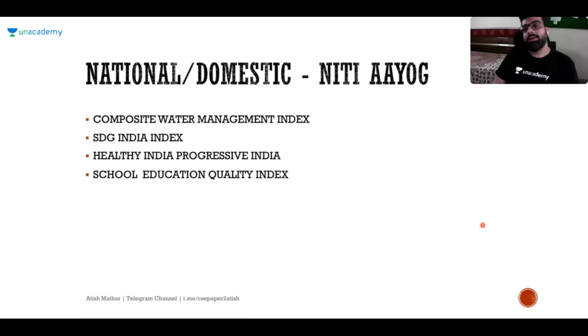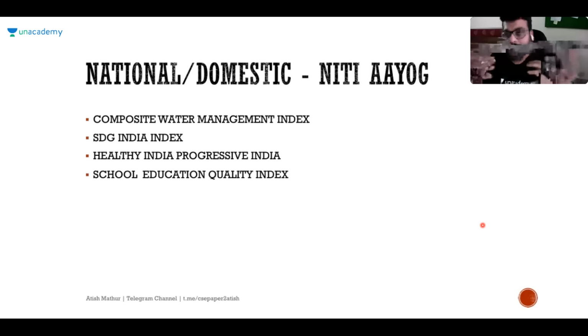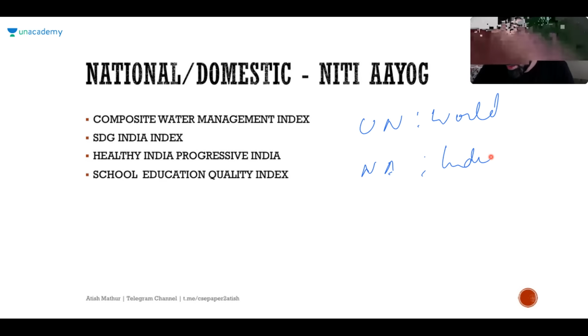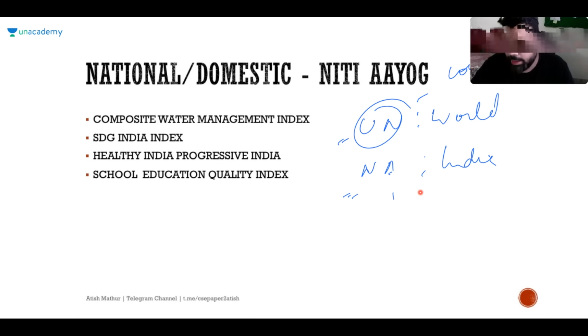Lastly, that's all that you need to know. If UN is the world ranking organization, Niti Aayog is what UN is to the world. We understand this very simply. What UN is to the world, Niti Aayog is to India. If UN has rankings, Niti Aayog also has rankings. Now please understand, if the UN ranks countries, then the Niti Aayog ranks states.